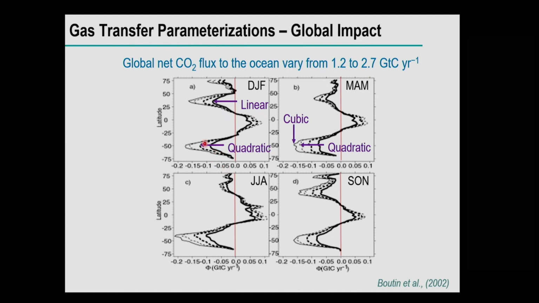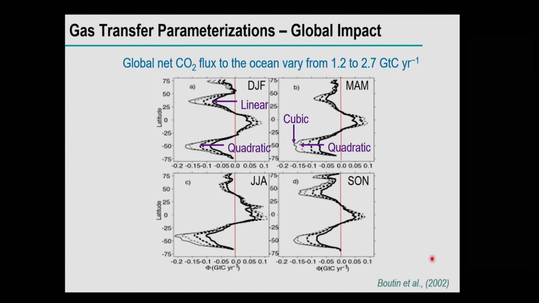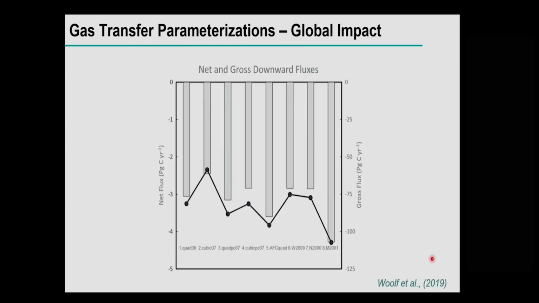So the different lines are the different parameterizations: linear, quadratic, or the biggest one here, cubic. And you can see that the estimates of the CO2 flux go from 1.2 to 2.7 gigatons of carbon a year. So it's over 100% uncertainty here. And this is an old paper from 2002. Really, the situation hasn't changed.